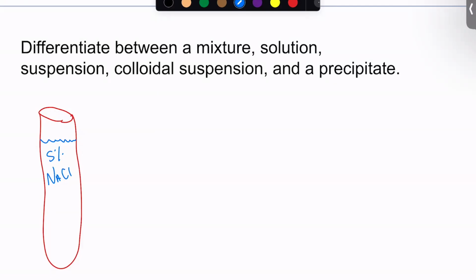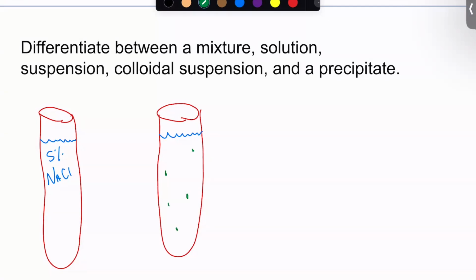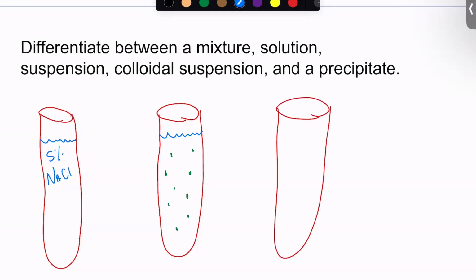Then we have suspension. So if we take our same example here, draw a little test tube. Suspension or colloidal suspension, that's where you're still going to be able to see the solutes. And then a precipitate would be if we have our fluid, whatever that is, but then we have a collection down here. That is the precipitate. Not expecting too many questions on this, but maybe expect one or two. So make sure you know those definitions.